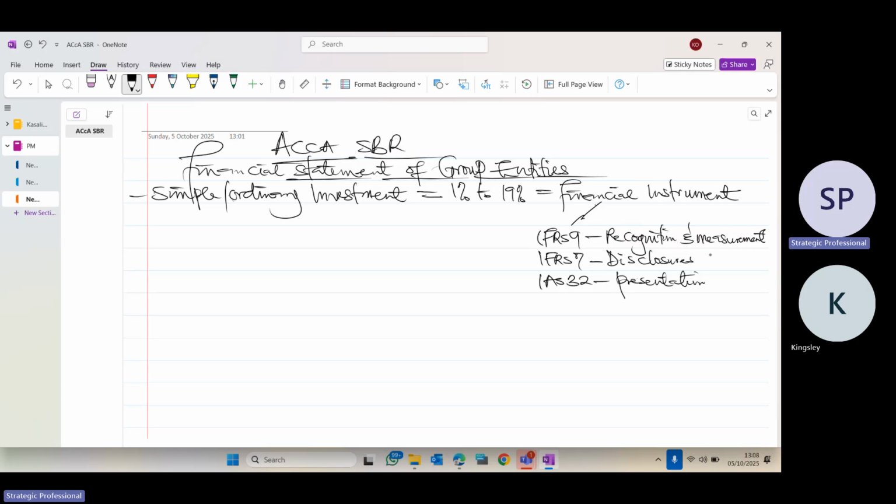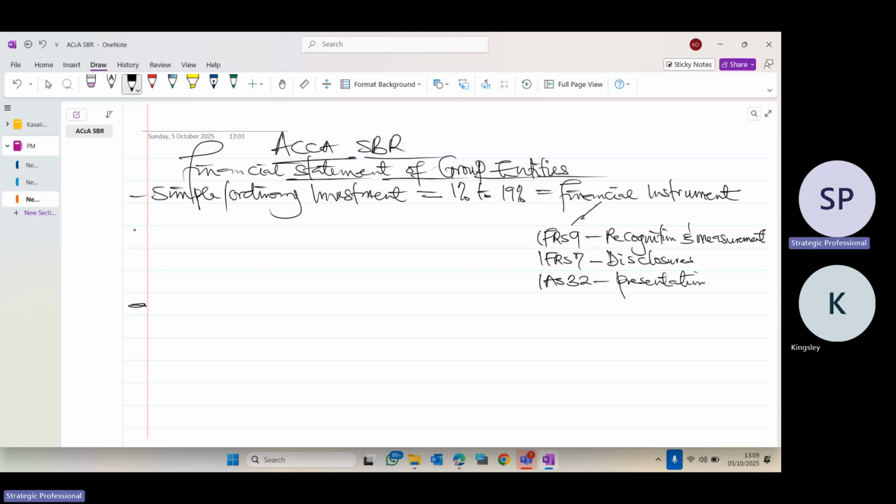So this financial instrument is always called simple investment, or ordinary investment. Part of the ordinary investment standards: we have IAS 32, which talks about the presentation, IFRS 7, which talks on the disclosure, and IFRS 9, which talks about the recognition and the measurement. May I ask, how do we recognize and measure financial instruments?